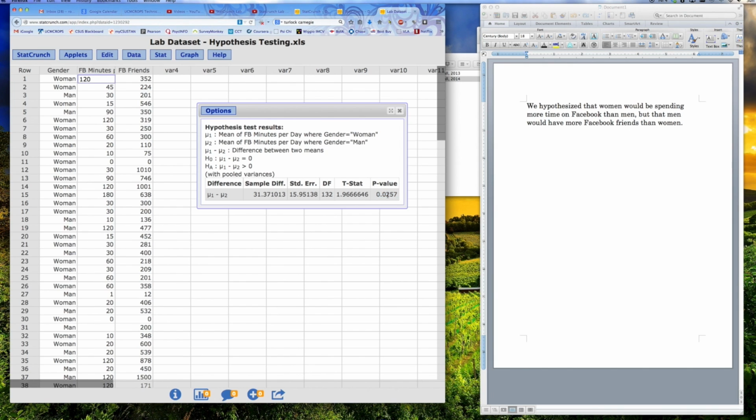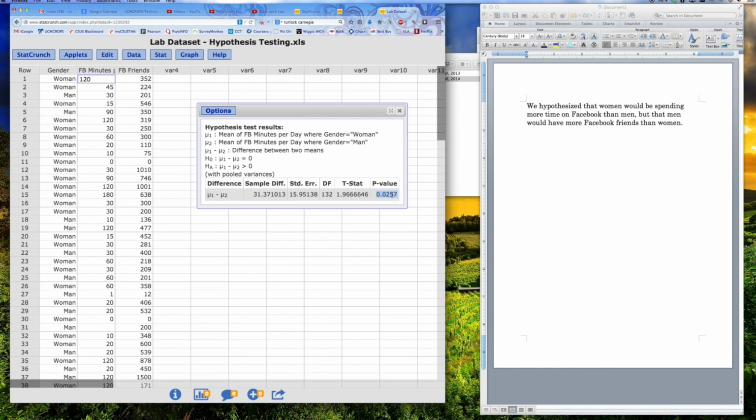And here we definitely have that, so it's 0.02. So in other words, it is indeed true that women are spending more time on Facebook than men. Hey, that's kind of cool. I just guessed at that and it happened to be true. So in this case, if this was 0.05, it would still be significant.